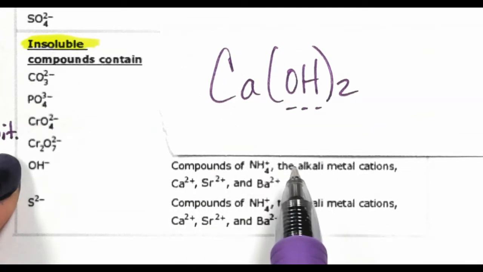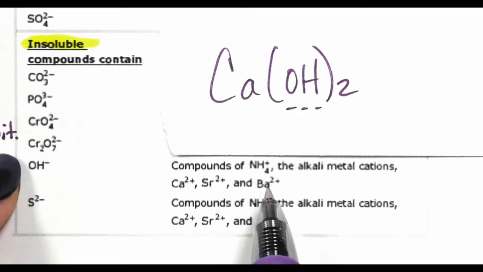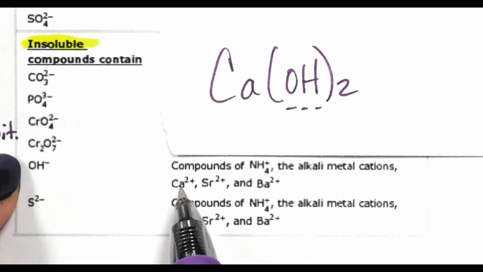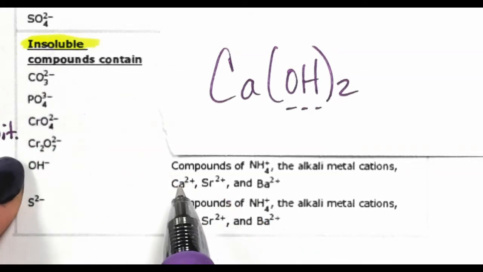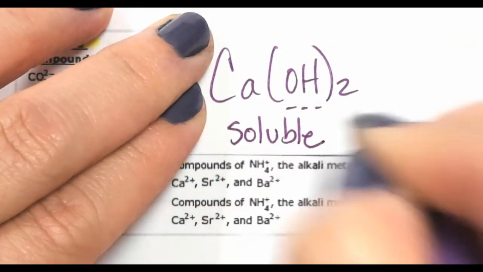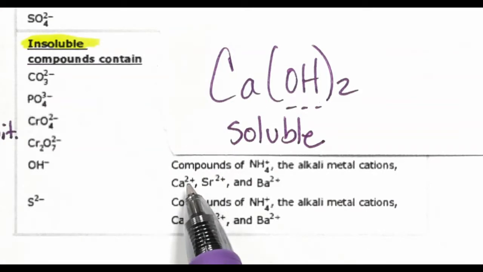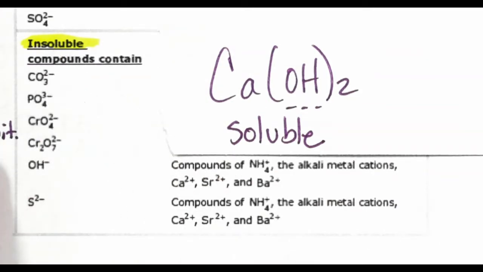Compounds of ammonium, the alkali metal cations, or calcium, strontium, barium. You see how calcium's an exception? So it would have been insoluble. Now it's the opposite. It is soluble. So this is going to be a soluble compound, because calcium is an exception, it's no longer insoluble. It becomes soluble, the opposite.